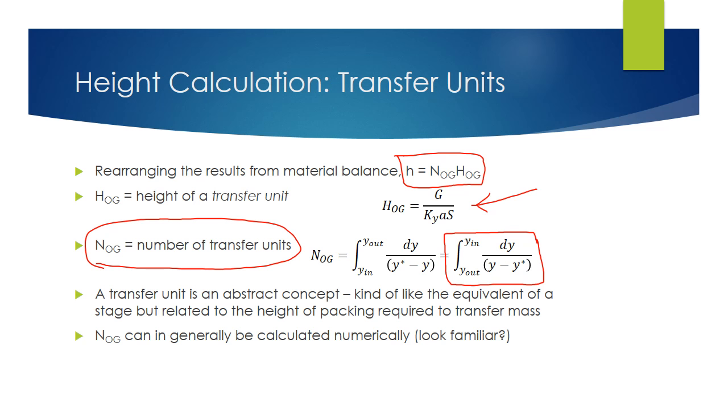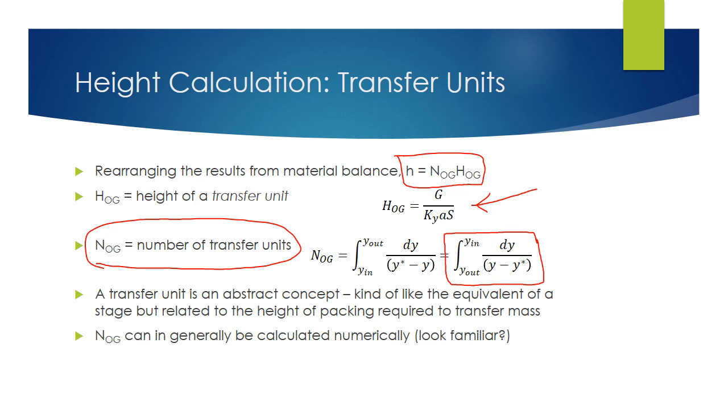A transfer unit, again, is an abstract concept. It's like a stage, but it has to do with mass transfer. So just remember that. You'll just have to get used to that idea, that it's this abstract concept. And there are actually different ways to define it. You just have to use it consistently. So if I use a different type of mass transfer coefficient, I would define a different transfer unit. And there's actually a table summarizing that I'll get to at the end of this presentation.